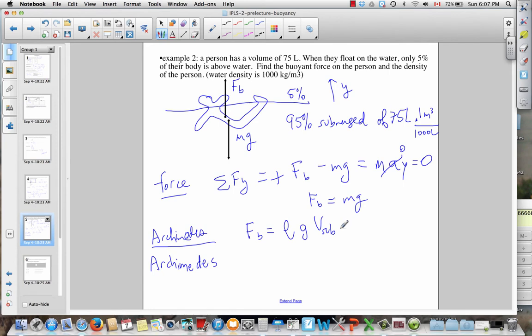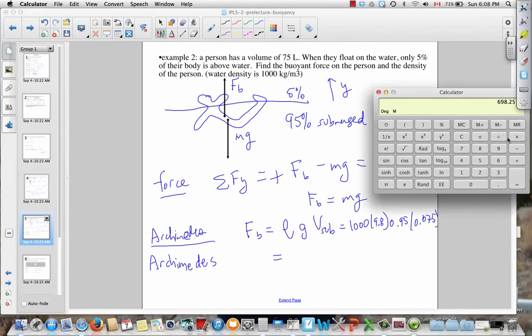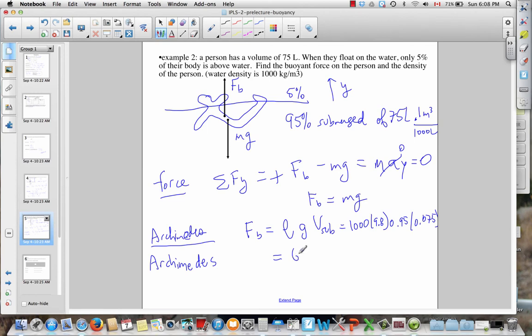So I can calculate then the force of buoyancy on this person. Density of water is given, Earth's gravitational field is known, and then this is 0.95 of the 0.075 cubic meters. And the 0.075 is what results from doing this conversion to cubic meters. So once again, let's see how much that works out to. Okay, and so we could see that works out to 698.25 newtons of force. That's probably too many sig figs, and we'll round that off at the end, but we'll keep it for now. Now, we're asked to find the buoyant force on the person. We're also asked to find the density of the person.